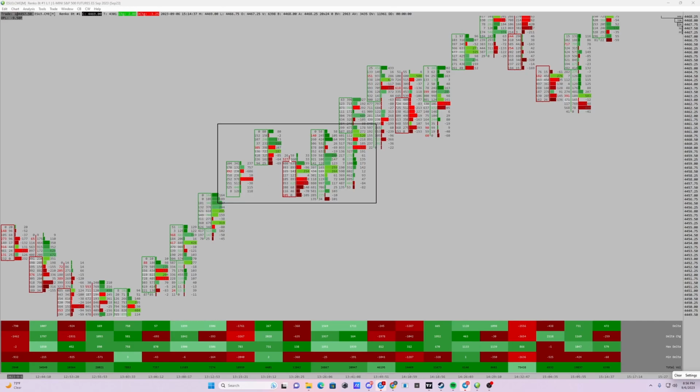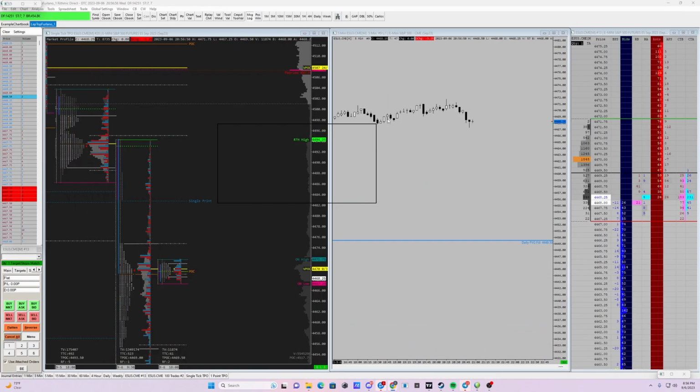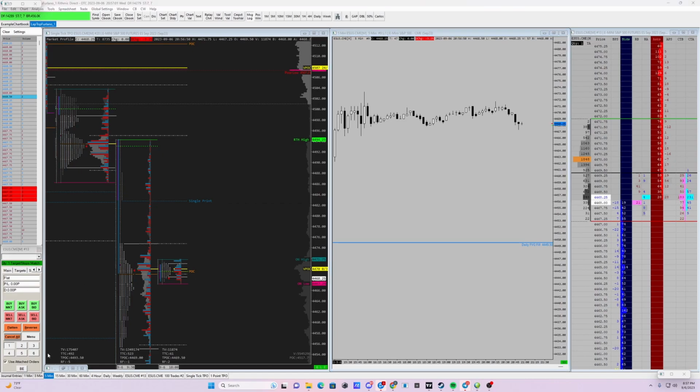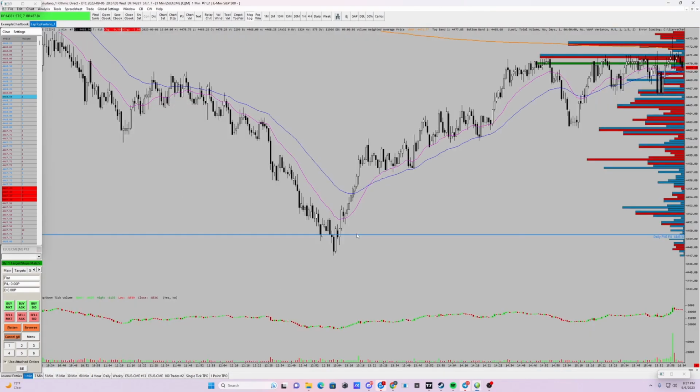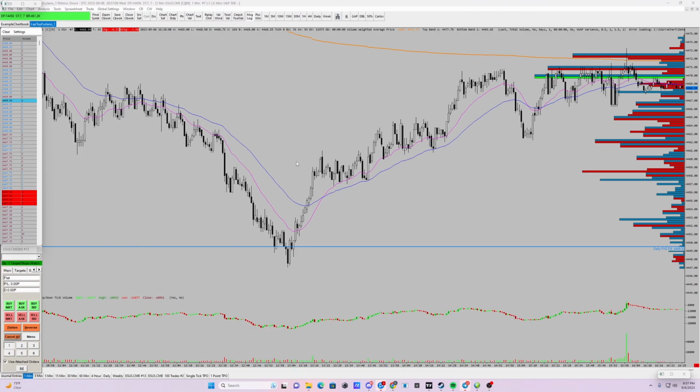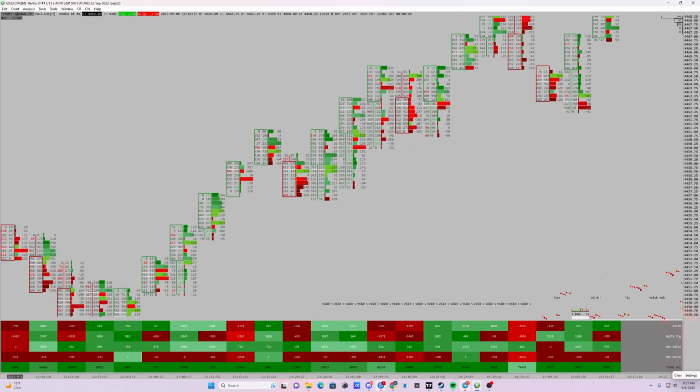So this little area represents, for those of you who aren't using a footprint type chart or a Renko type chart, let me get rid of this here, pull this back up. That represents this area right here, okay? So we'll go back to the footprint chart.